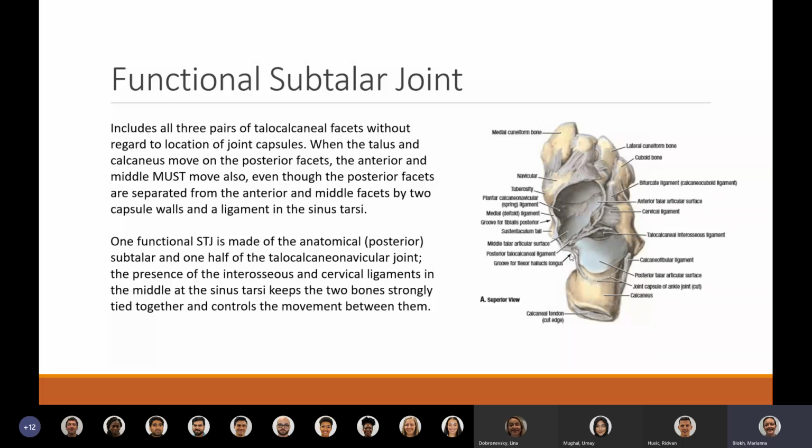The reason why they're important is because they work together to produce a certain necessary or essential motion. Basically, with one kind of motion, this happens in this area of the foot. With this type of motion, this happens in this joint as well. So the functional subtalar joint includes all 3 pairs of talocalcaneal facets without regard to the location of the joint capsule, okay? What this means is that functionally, all these 3 facets on the talus and the calcaneus work together, okay?